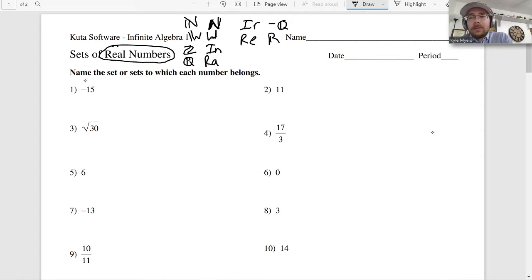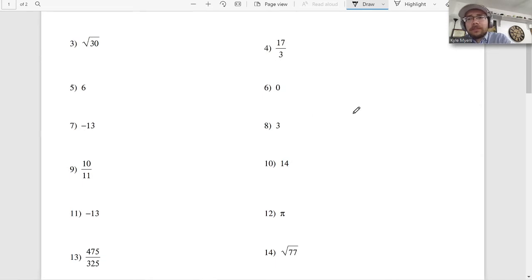So this number right here is not a natural number. It's negative. So natural numbers can only be positive. Number 2 is a positive whole number. So that's a natural number. And I'm just going to go through the list and write which ones are natural first, and then go down the list from there. So square roots, not natural, unless you can take the square root of it, I guess. Fractions, not natural. 6 is natural, though.